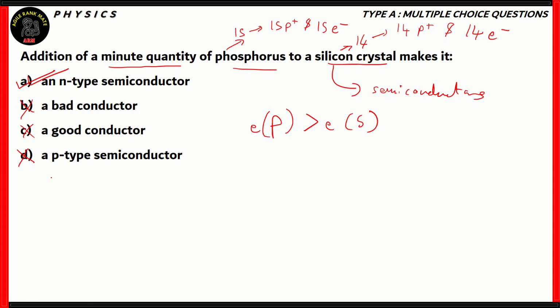A P-type semiconductor is created when elements such as aluminum are added to a silicon crystal. Now, since they have lesser electrons than silicon, they create a positive hole to which one of the electrons of silicon can bind itself, which then leaves a hole in the lattice of silicon. So option A turns out to be the right option for this question.